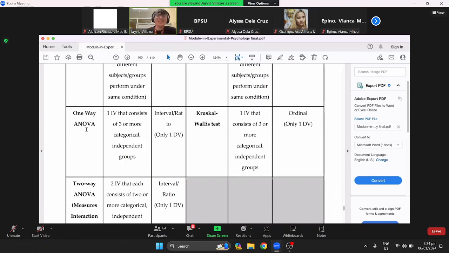Let's use the same example. Ang independent variable mo, types of teaching methodology. Ang dependent variable mo, test performance.